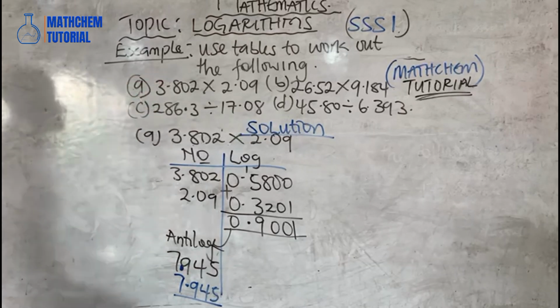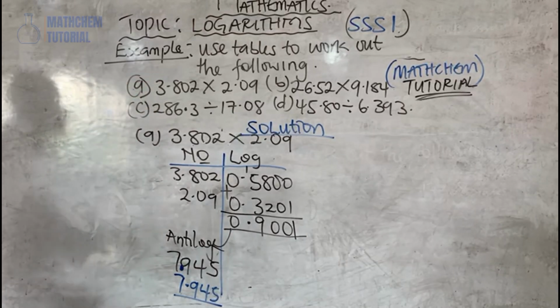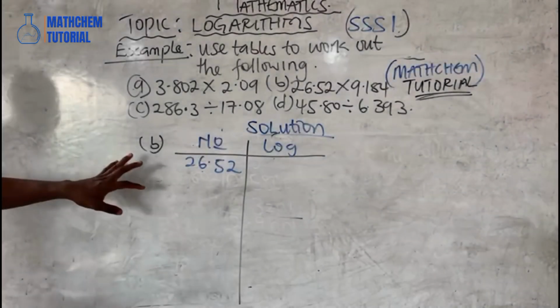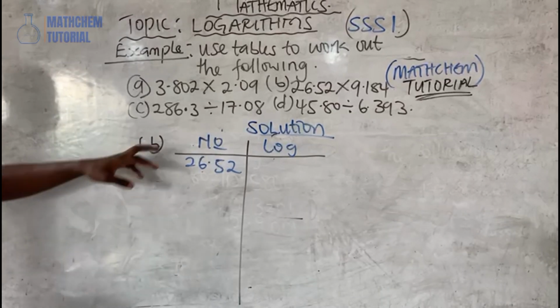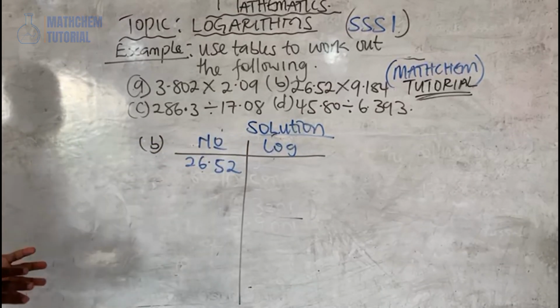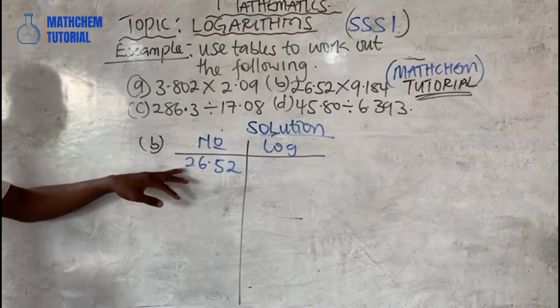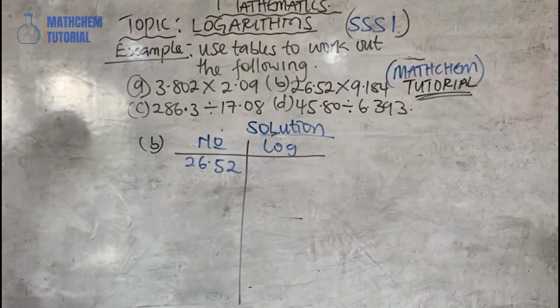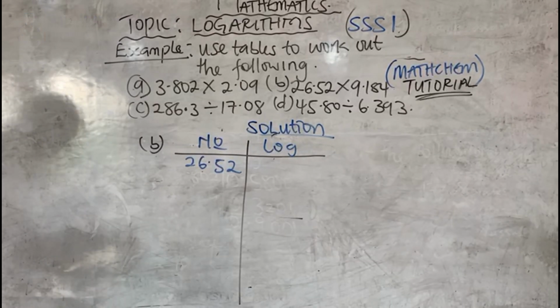Now let's look at another example, which is B, which says 26.52 multiplied by 9.184. So this example 2, also known as B, the number is 26.52. How do I check on my 4-figure table? I will check log 26 under 5, difference 2. So checking here now, log 26 under 5.